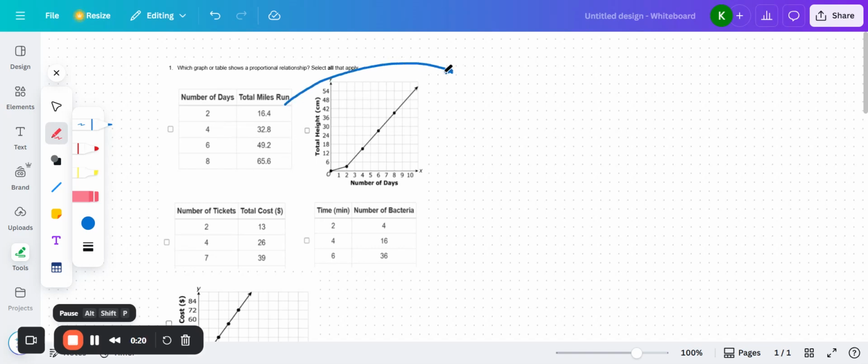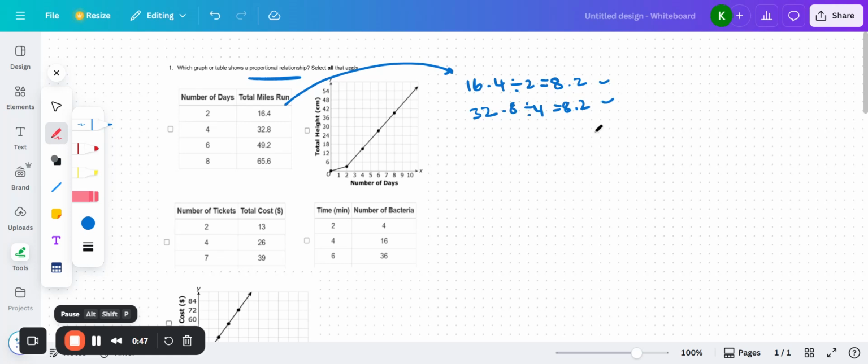The question is asking whether it is proportional or not. So when it comes to proportional, let's go ahead and do the math part. The first one, you divide: 16.4 divided by 2. So let's see what you get. That gives you 8.2. Similarly, I can do 32.8 divided by 4. That also gives me 8.2. You see, this is all the time constant. So it is a proportion.